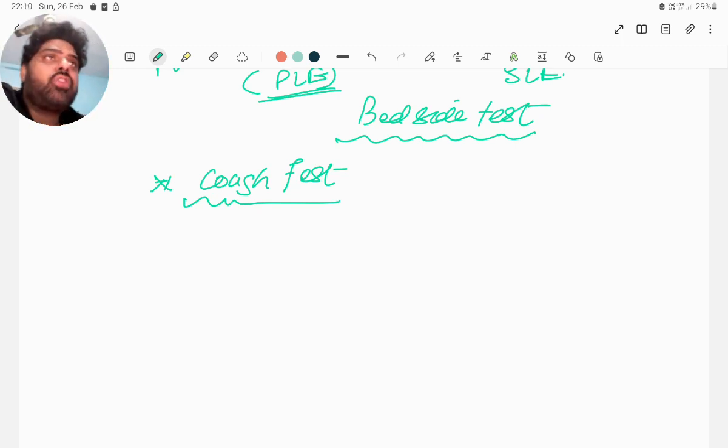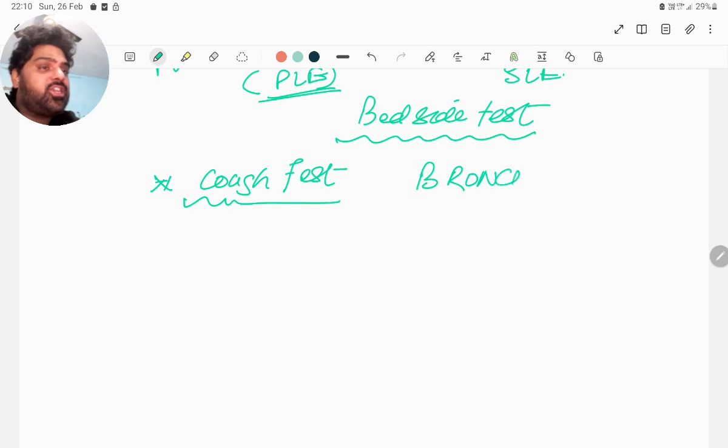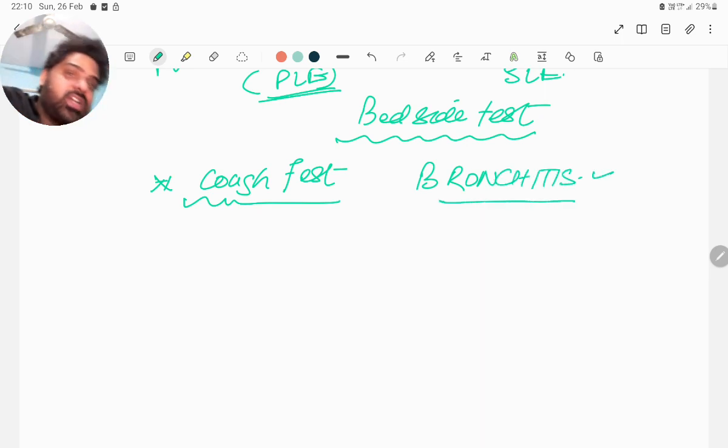Normally, a normal patient will cough and then there will be no progressive cough. But in case of COPD, or especially bronchitis, when the patient coughs after taking a deep inspiration, there will be subsequent second, third, fourth and other coughs, which means a positive cough test. It is seen in cases of bronchitis.